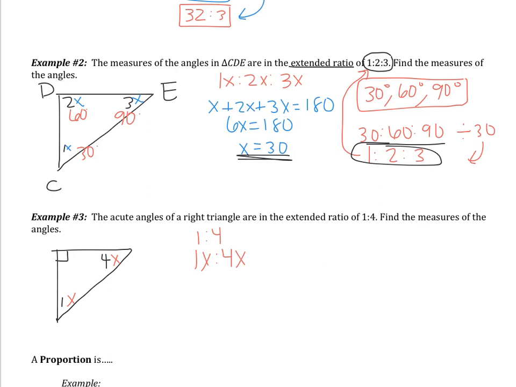Now I know that all three angles are going to add to 180. So I have 1x plus 4x plus 90 equals 180. This gives me 5x equals 90 and x equals 18. Now if I substitute that in, I have one angle that's 18 degrees and one angle that's 72 degrees.